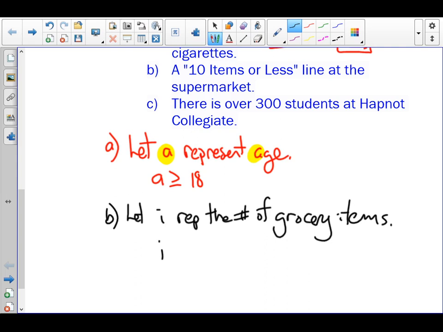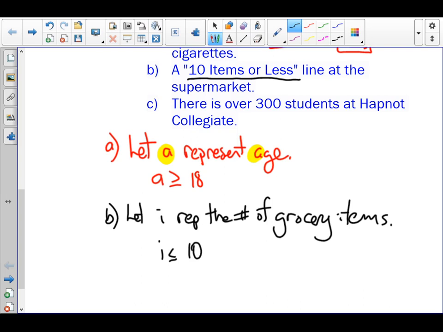And I is what? Well, it's 10 items or less. So we're going to put a 10 down there for sure. Now, is 10 items okay? Yeah. So we're going to put an equal to sign there. And it's less. So less means we're going to go the other way. So it's I is less than or equal to 10. I is less than or equal to 10 would be an inequality that represents this scenario. Okay?